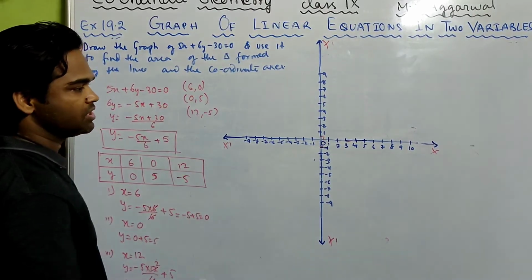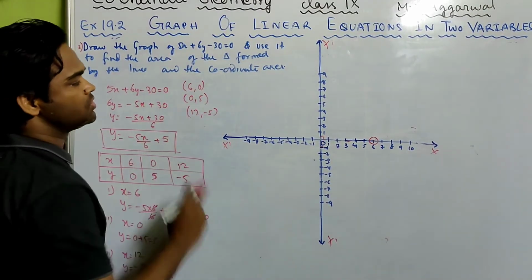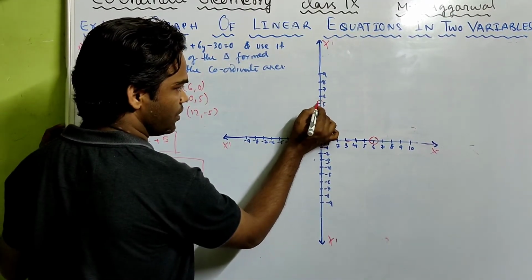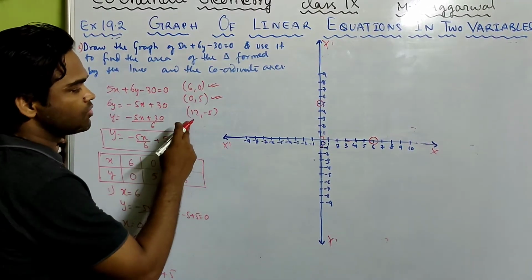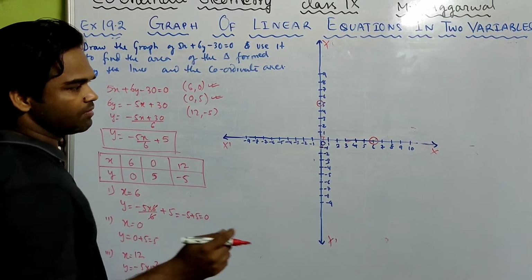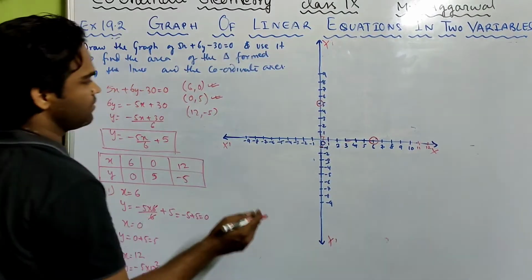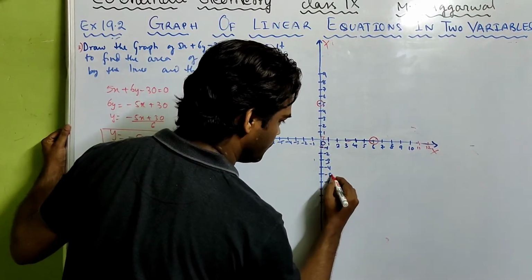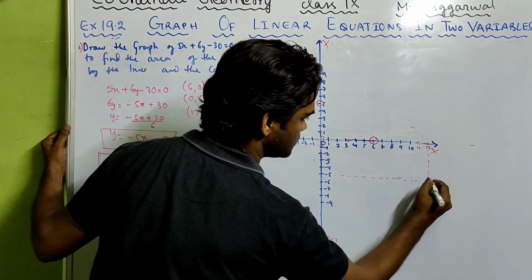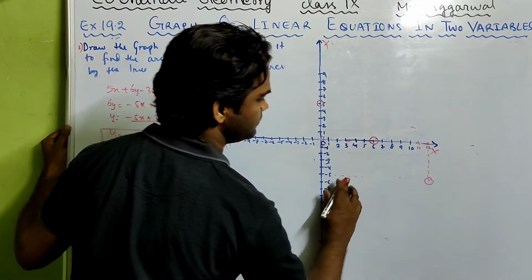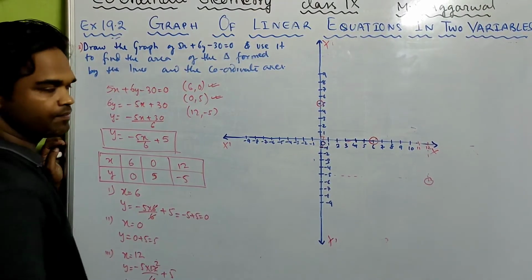First of all, 6 comma 0. Look over here. 6 comma 0 is over here. 0 comma 5 is over here on the axis. This will be on the x-axis. This will be on the y-axis. 12 comma minus 5, which means x is 12. I've written till 10. So this is 11, 12. X is 12. Y is minus 5. Somewhere over here, isn't it? This is x is 12, y is minus 5.